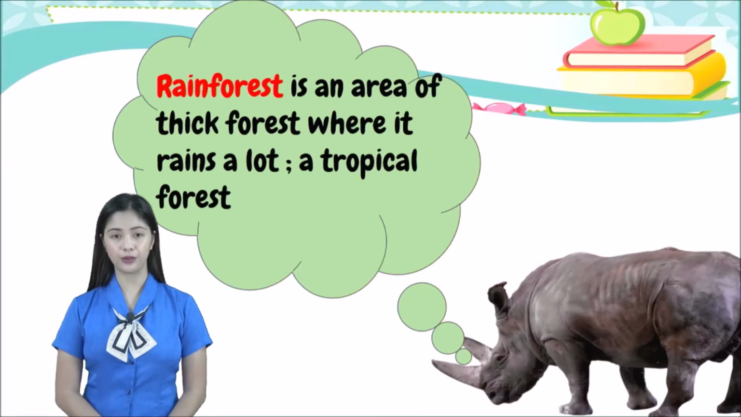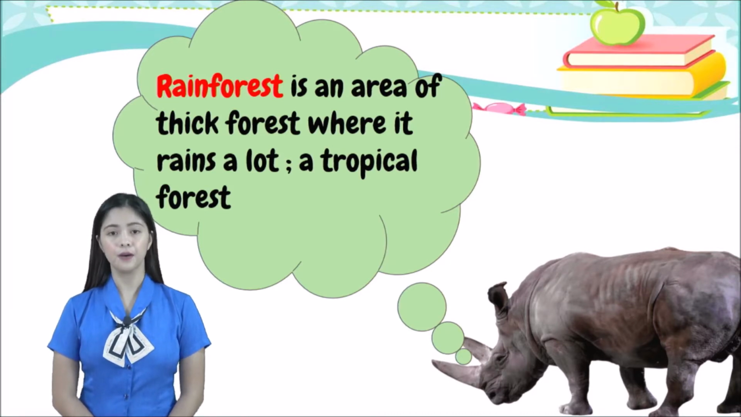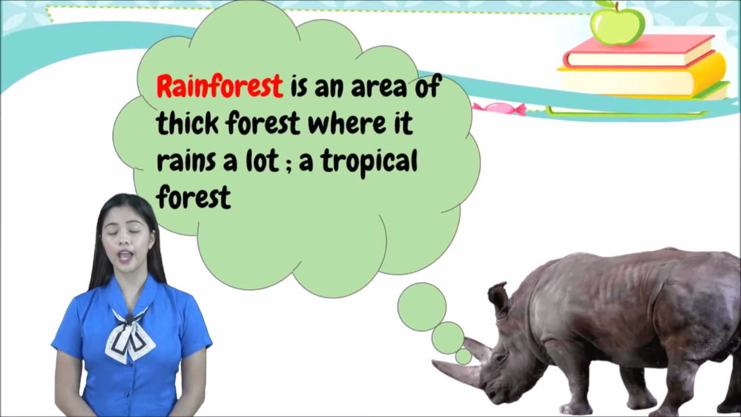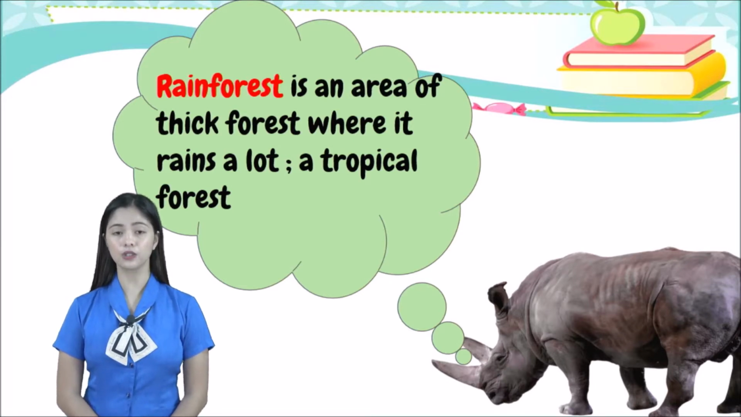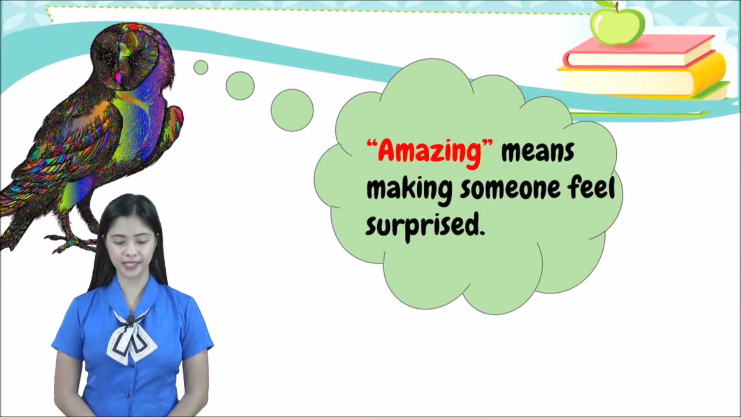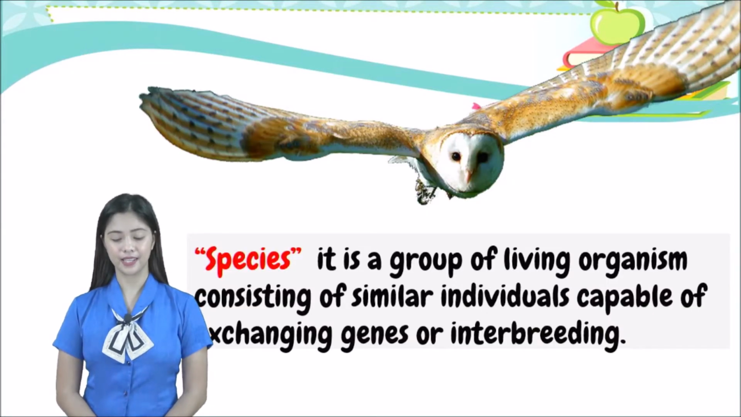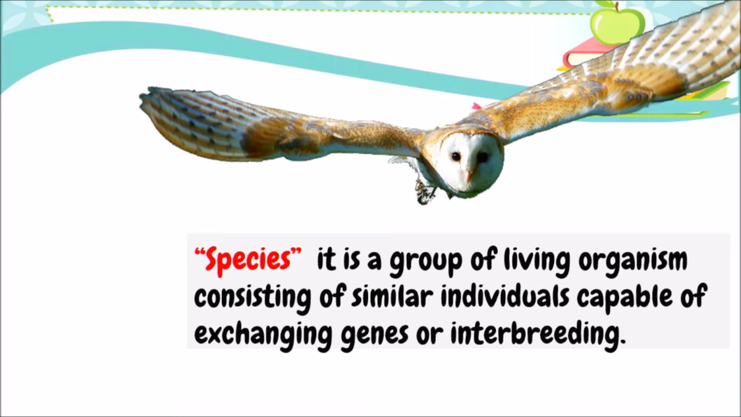Next one, we have rainforest. Rainforest is an area of thick forest where it rains a lot, and it is also called a tropical forest. Next one, we have the word amazing. Amazing means making someone feel surprised. Next one, we have species. A species is a group of living organisms consisting of similar individuals capable of exchanging genes or interbreeding.